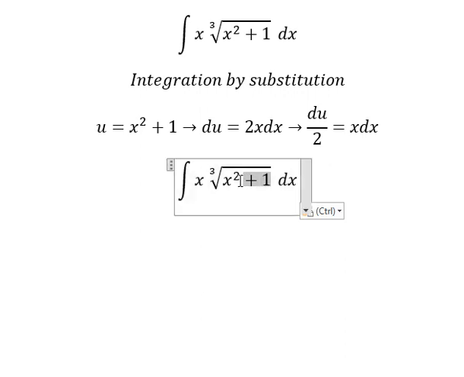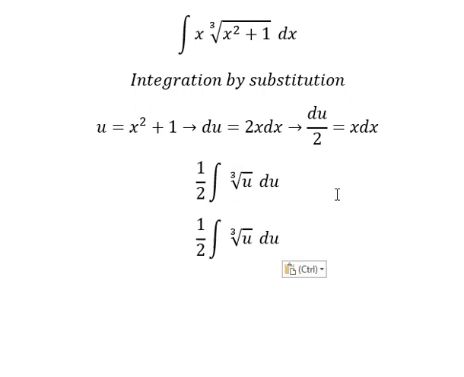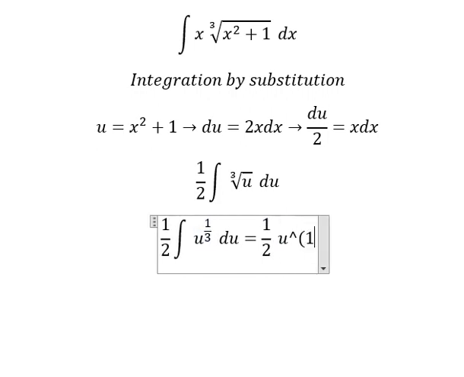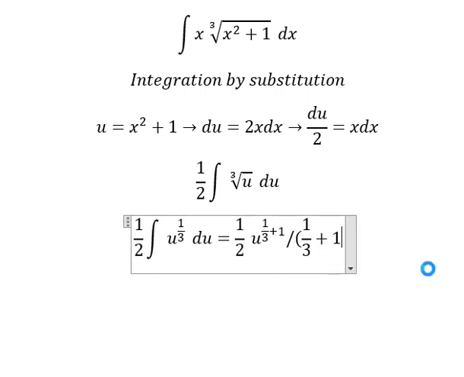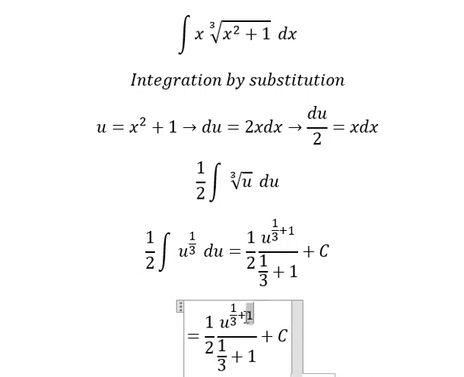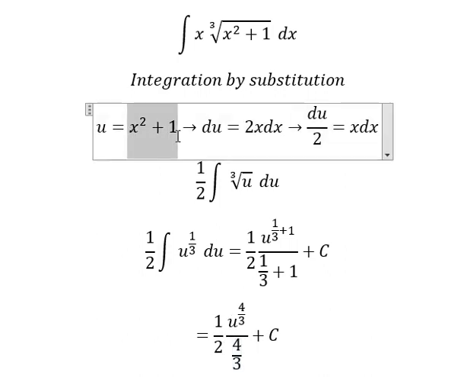This one we change for u. We change for this one. So this one is u to the power of 1/3. And now we have the final answer. So this one we have 4/3 u, that is this one.